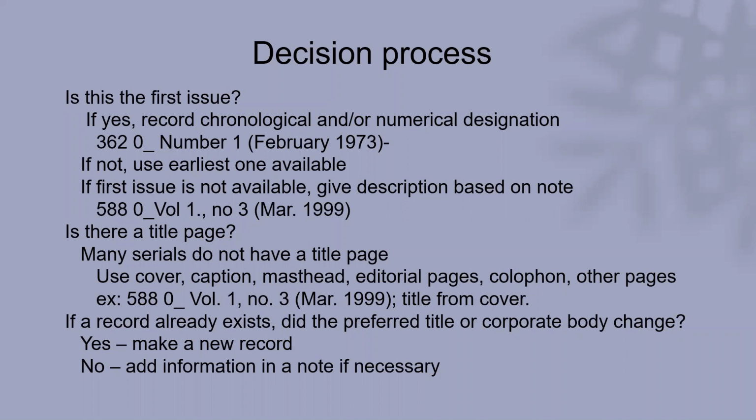So what's the decision process? When thinking about how to go about cataloging the cereal, you should consider several different possibilities. Number 1, is this the first issue? Number 2, is there a title page, or do I need to look somewhere else for the preferred title or authorized access point for the creator, such as the cover, the caption, the masthead, or other things? Number 3, if you have more than one issue in hand, is there a title change or a corporate body change? And number 4, if there is a change, is the change significant enough to result in a new record?